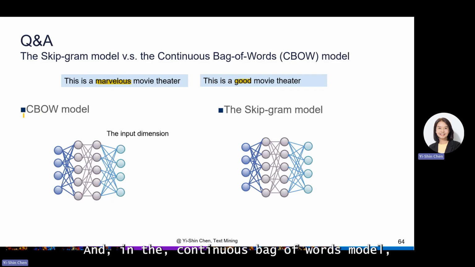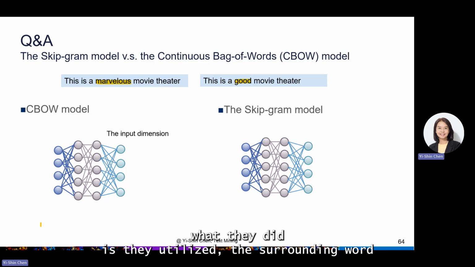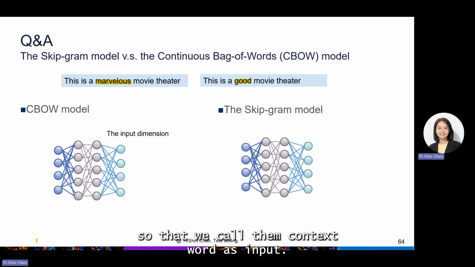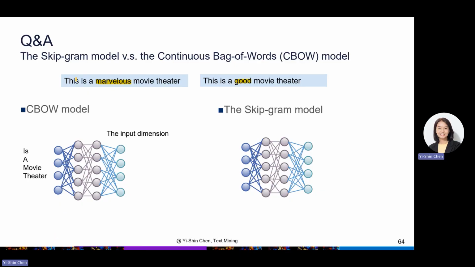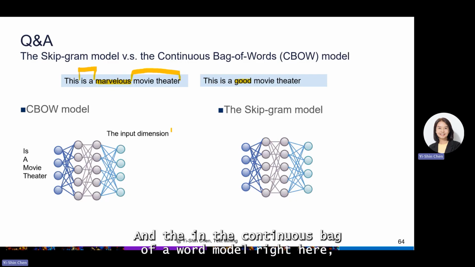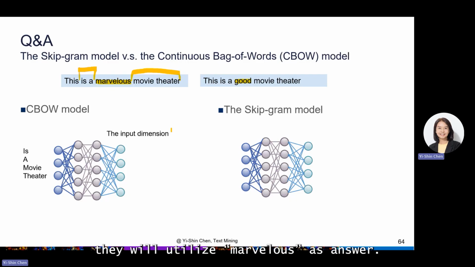In the continuous bag of words model, what they do is utilize the surrounding words, which we call context words, as input. So for example, right here, the context words will be "is a movie theater." There are the left part and the right part next to marvelous. In the continuous bag of words model, they will use marvelous as the answer.